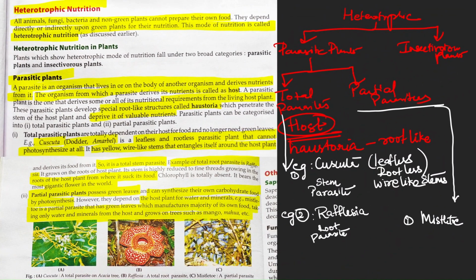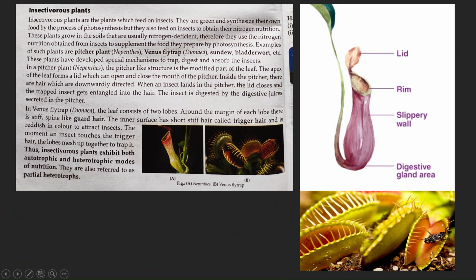So now let's see the second category, which is insectivorous plants. Insectivorous plants are the plants which feed on insects, as the name suggests. They are green and synthesize their own food by the process of photosynthesis. But they also feed on insects. For what? To obtain the nitrogen nutrition.